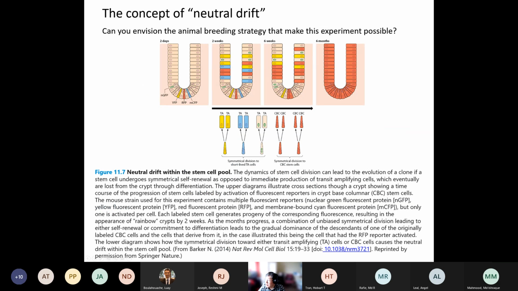But here I want to point out another thing that's very, very interesting. A couple of years after they did the lineage tracing to finally put a lid on that discussion, what is the stem cell in there? They did a lineage tracing of LGR5-positive cells, but just a little bit later, scientists demonstrated this concept called neutral drift. Let me explain what happened, but I hope you can envision the breeding strategy there to give rise to this kind of animal for the scientists to do the study.